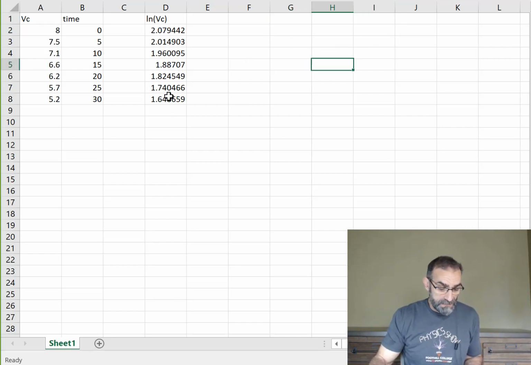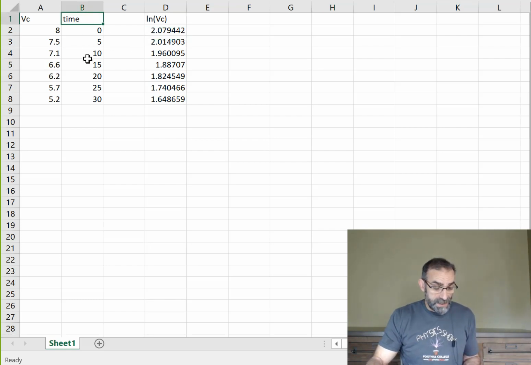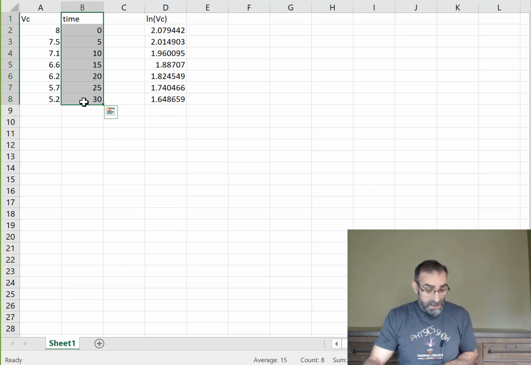Okay, so here's our natural log. And then you want to plot time on the horizontal axis, right? And the natural log of your voltage on the vertical axis. I can never remember in Excel which way it goes. I think the x-axis is first.